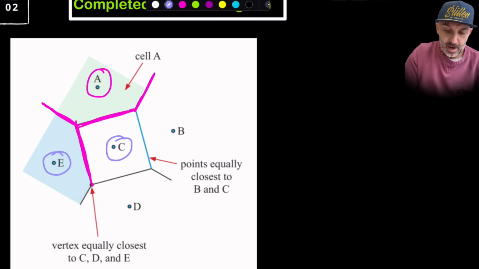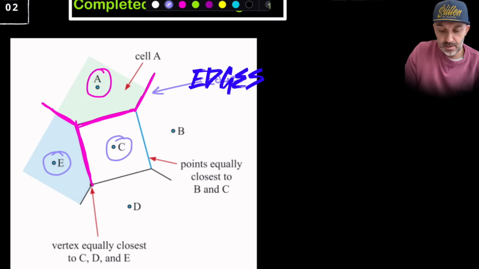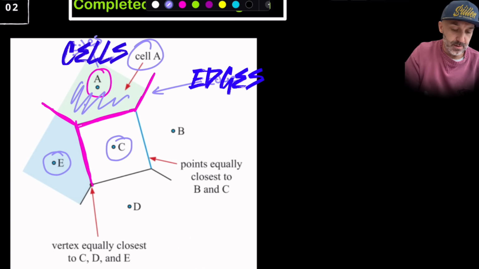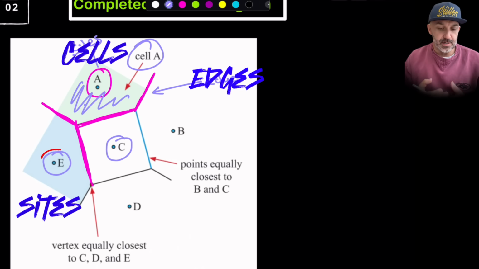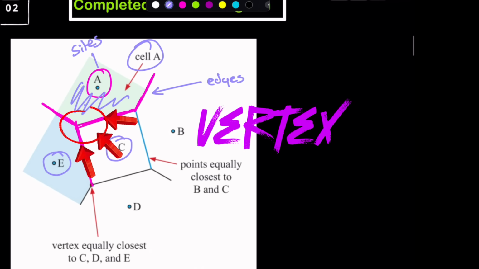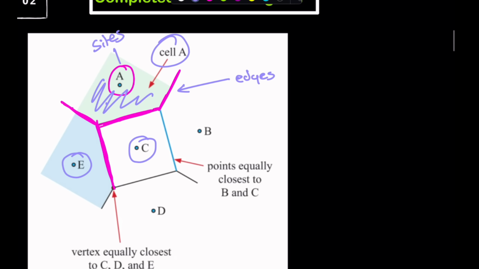So those are very specific to Voronoi. These are called the edges that we create. These are the cells, the area inside, and then we just talked briefly about the sites. So we have sites, edges, cells, and where two or more edges meet, that forms a vertex.